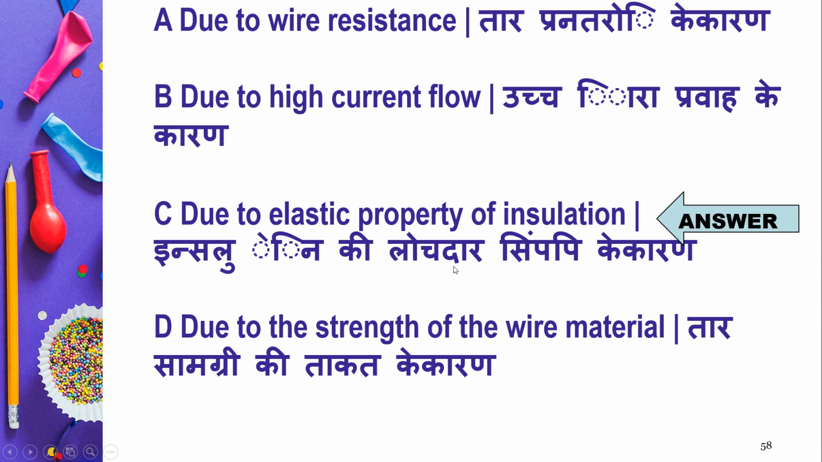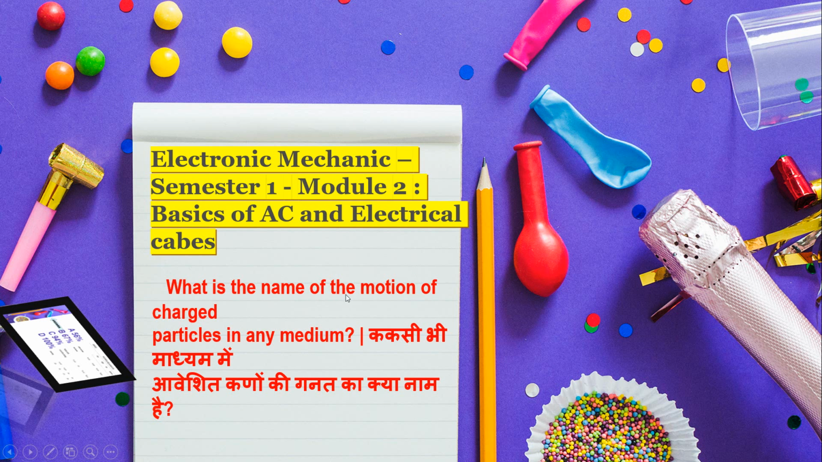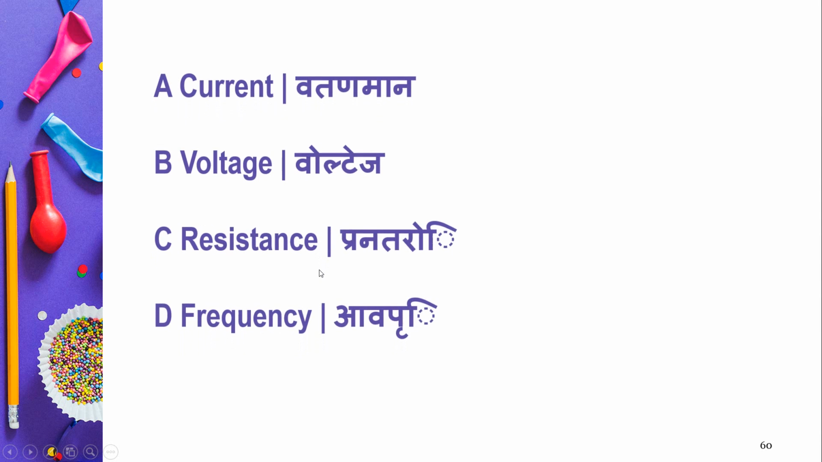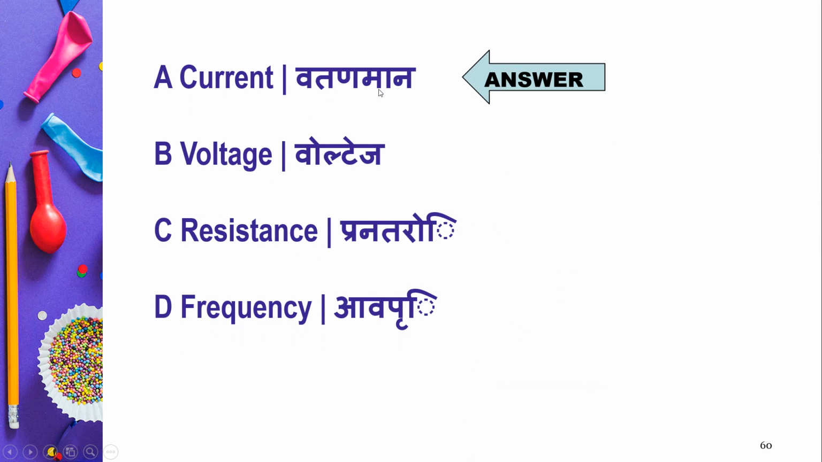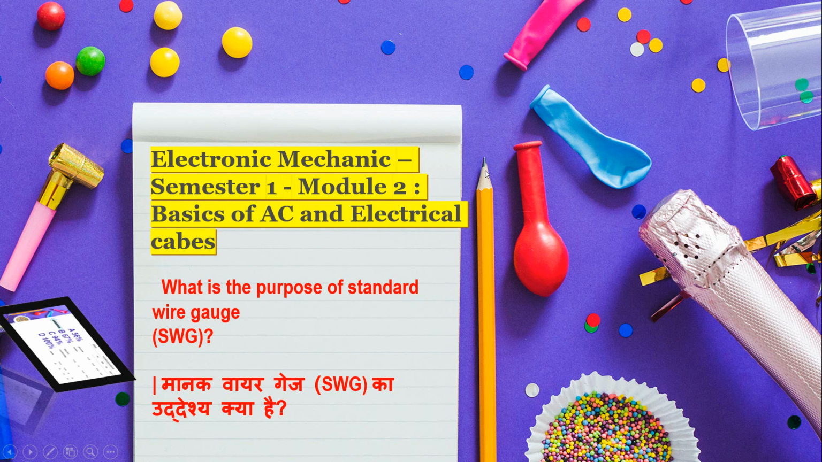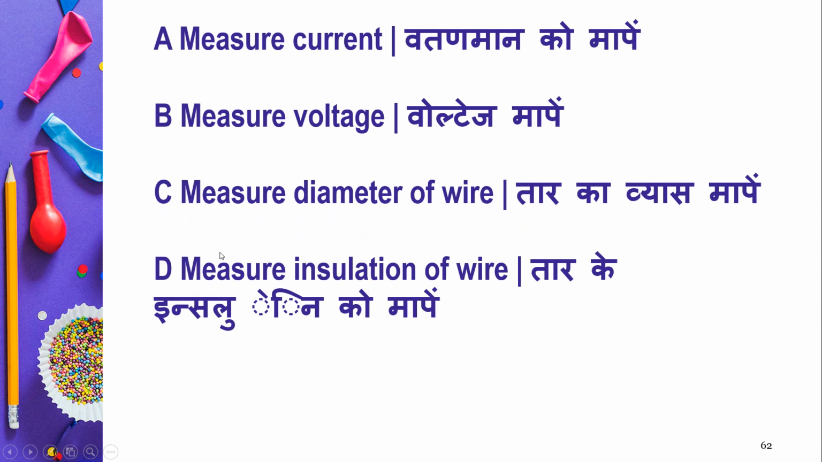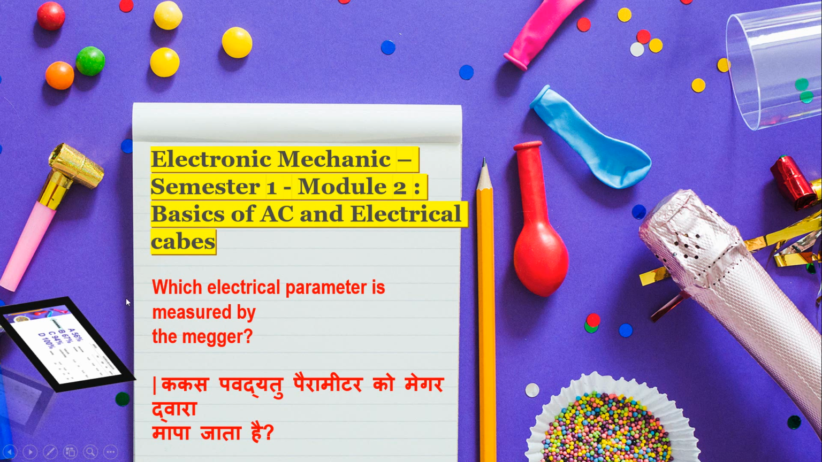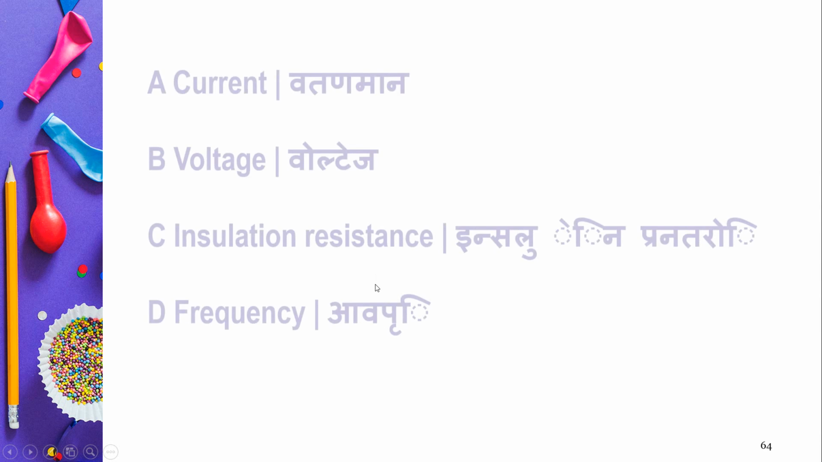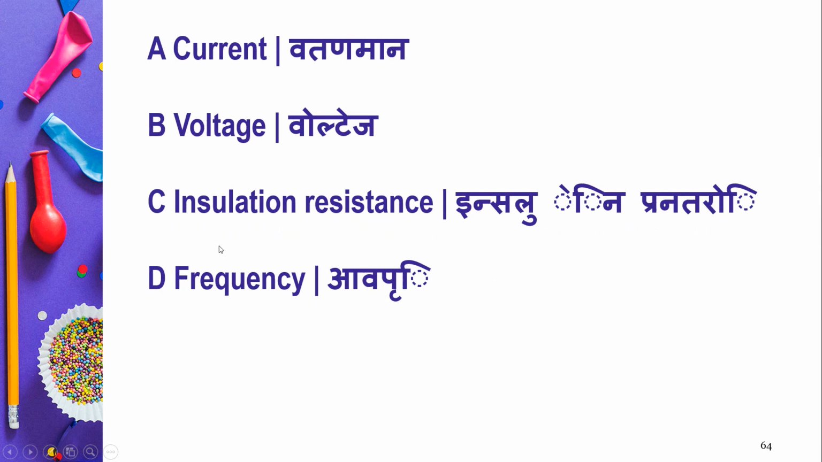What is the name of the motion of the charged particles in any medium? We know that the flow of electrons is called current. Option A is the answer. What is the purpose of standard wire gauge? The purpose of standard wire gauge is to measure the diameter of the wire. Which electrical parameter is measured by Megger? The Megger is used to measure the insulation resistance.